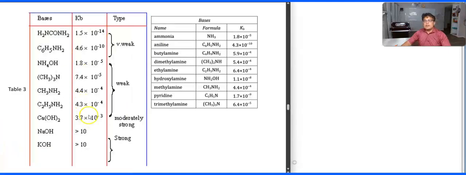So now some examples are here. You can see NH3 and these amines, they have these values. They all are weak, right? 10 to the minus 5, 10 to the minus 4. They are way less than 1. That's why they all are weak bases. Ammonia, right, and C6H5NH2, these amines, all are weak bases.